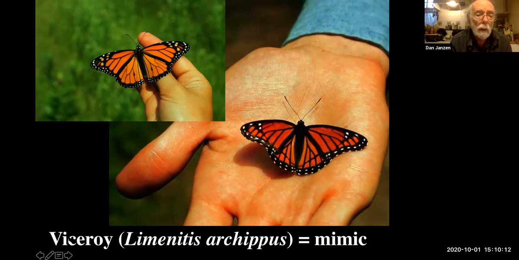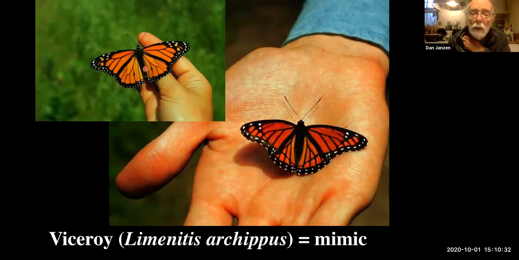This one right here, the viceroy being the mimic, and the general statement would be that this guy is highly edible. And so it gains its protection from looking like this guy, which is viewed as highly not edible. And this not edible piece out here has been known for a very long time, but mostly inferred from the fact that you don't see them with the wings damaged.